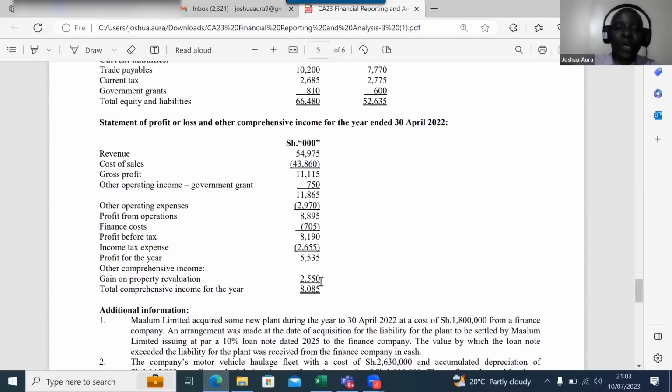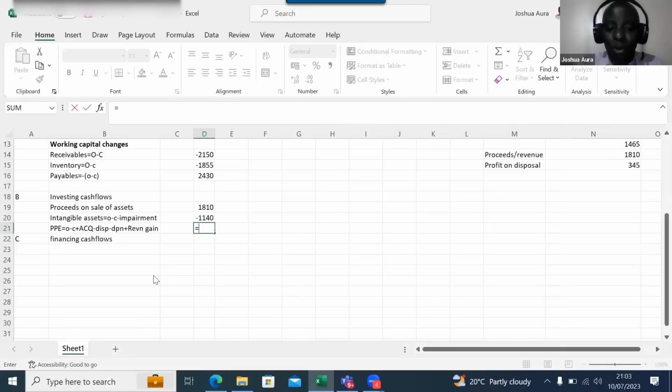So please now go to your write-up and write these very first. So you'll come here and say equals, then we have 27,450 minus the closing of 36,300, you say plus the new acquisitions, which are worth 1,800, and then you say minus the NBV of the asset that was disposed, 1465, and then you say plus the revaluation gain of 2550.